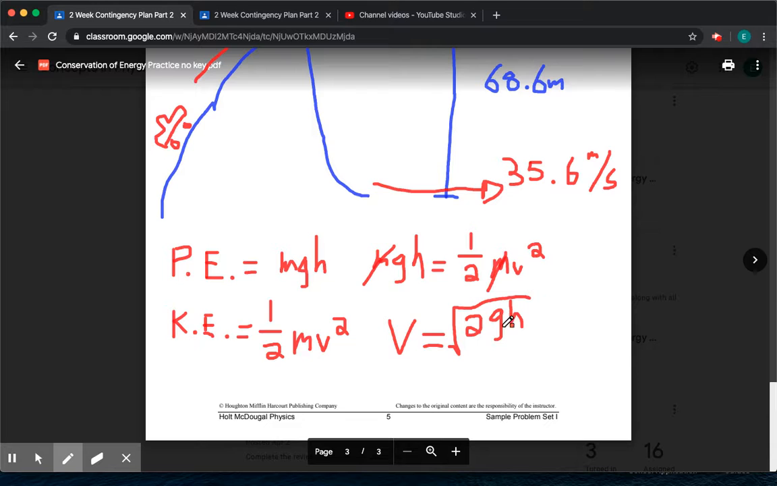So if we just use the gravity and the height from the initial problem from the very beginning, this should give us a velocity without friction. So square root of 2 times 9.81 times 68.6, you get 36.7.